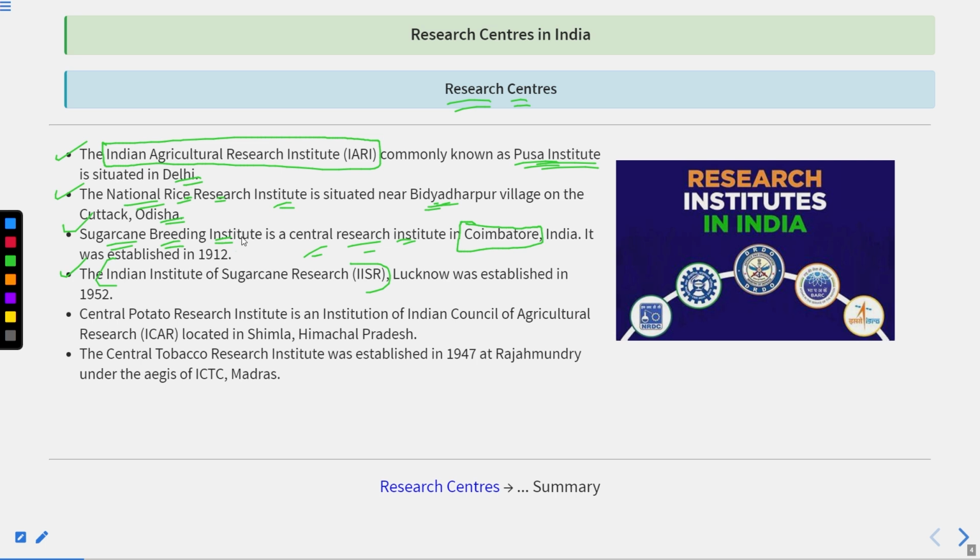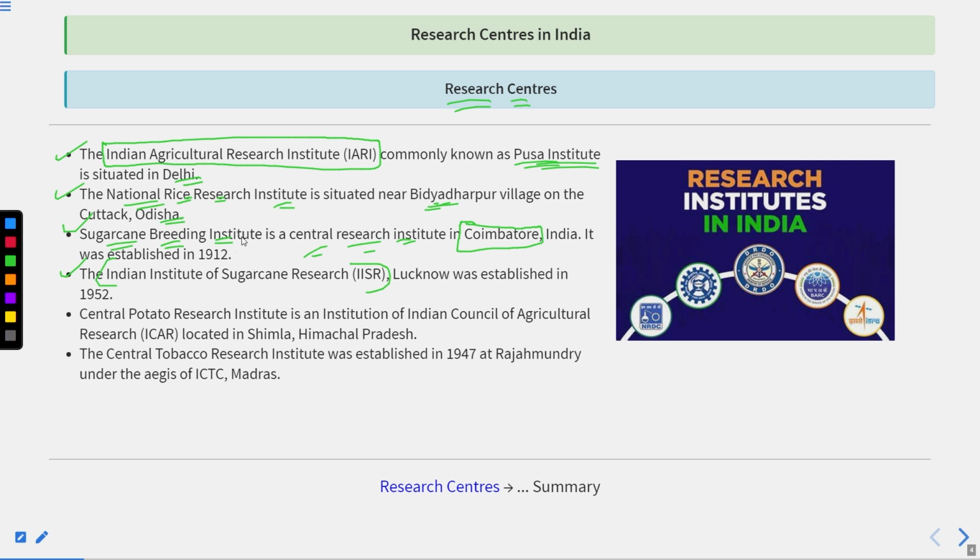For sugarcane, we have come across two institutes. The first institute is actually dealing with breeding, like the types of sugarcane crops we could make by GMO, genetically modification operations, or any other kind of things. This institute, dedicated to generating new breeds of sugarcane, is the Central Research Institute, which lies in Coimbatore, India, and it got established in 1912.